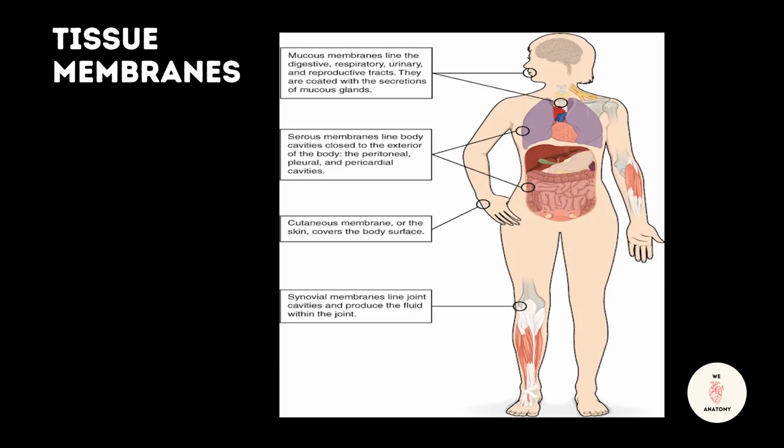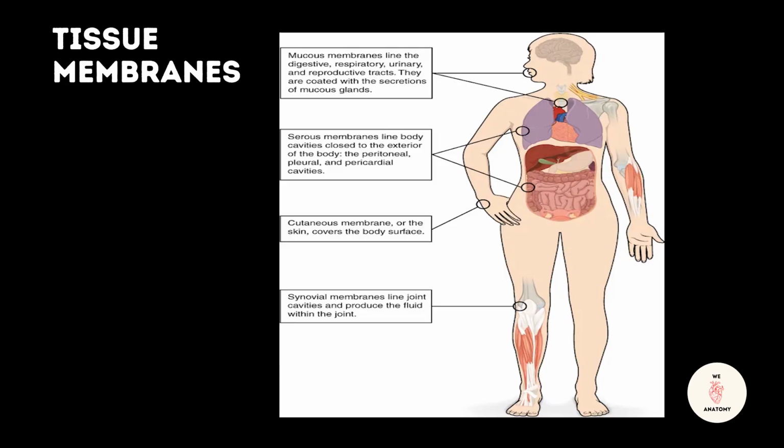The cutaneous membrane is what we commonly call the skin. It's a dry membrane that forms a tough protective barrier against environmental hazards, pathogens, and water loss. This is your first line of defense. Synovial membranes are found exclusively in our joint cavities. They produce a thick fluid called synovial fluid, which bathes and lubricates the joints and nourishes the cartilage, making movement possible without pain or damage.